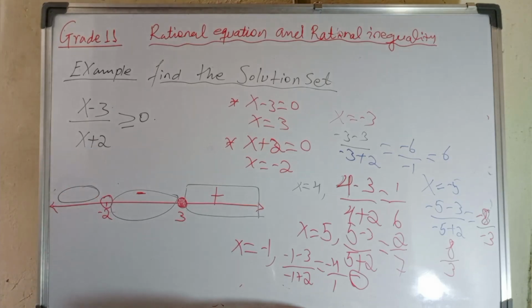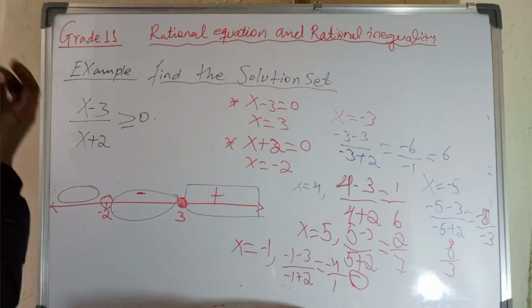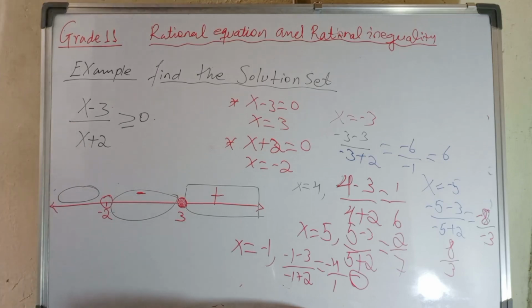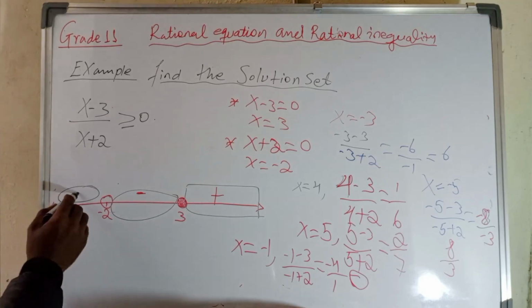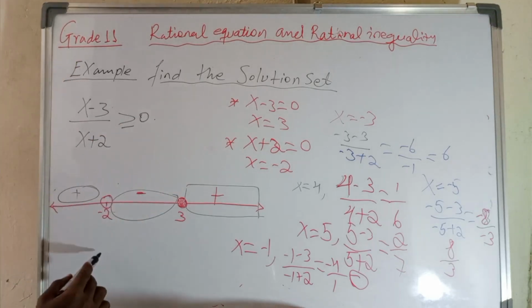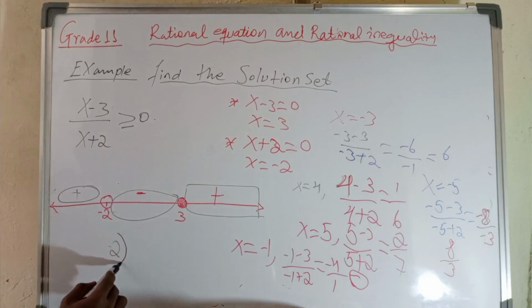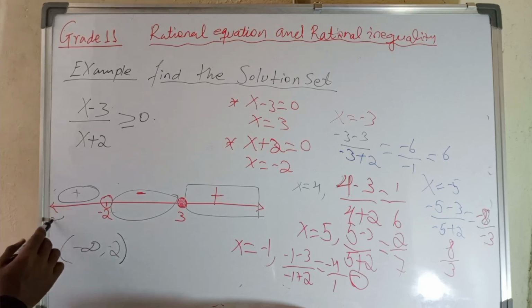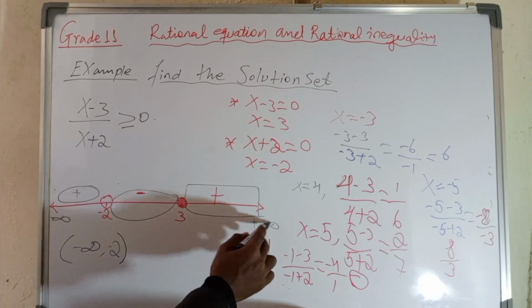Okay, so the numbers that are less than negative 2, when plugged into the place of x, we get a positive value. So the solution set is the numbers, excluding negative 2, so open parenthesis from negative infinity to negative 2. Okay, here it is negative infinity, here it is positive infinity.